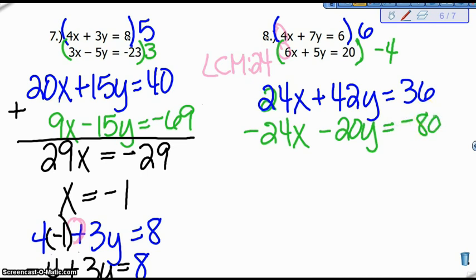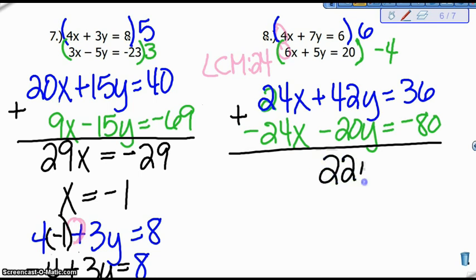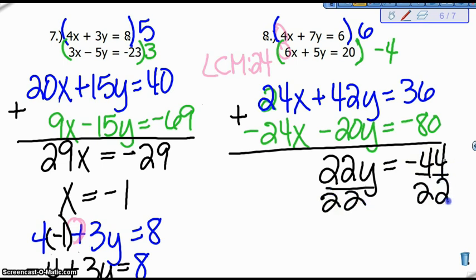And now we're set to go because I can eliminate my x's when I add these two equations together. So 24x minus 24x gets me 0. 42y minus 20y is going to be 22y equal to 36 minus 80 gets me negative 44. If I divide both sides by 22, we find that y is equal to negative 2.